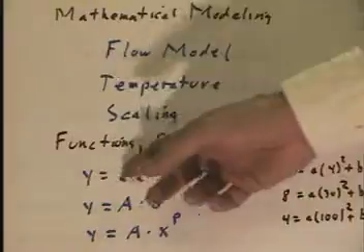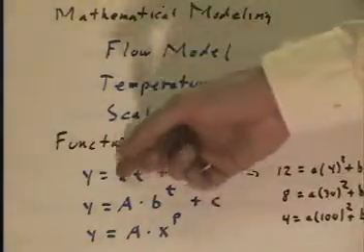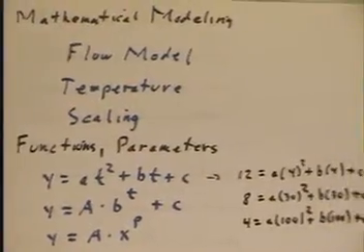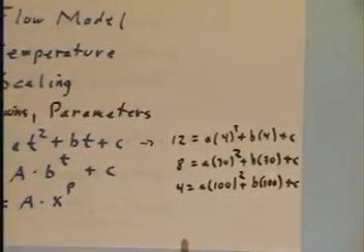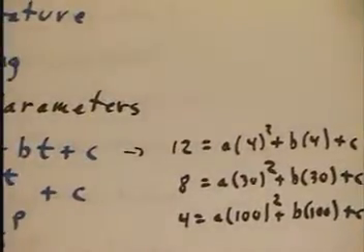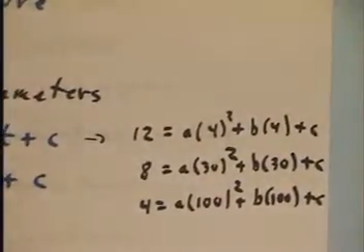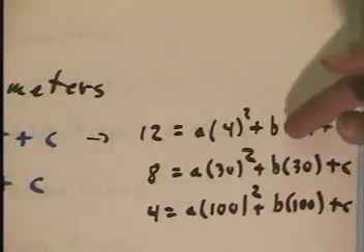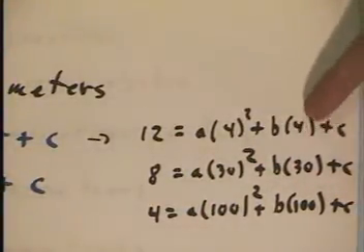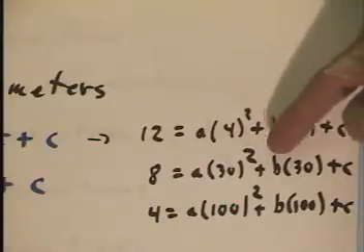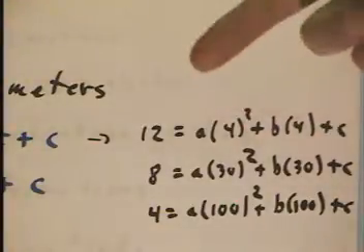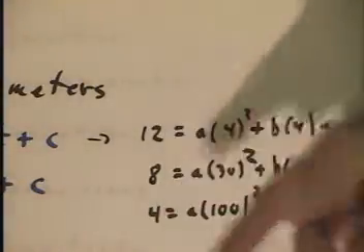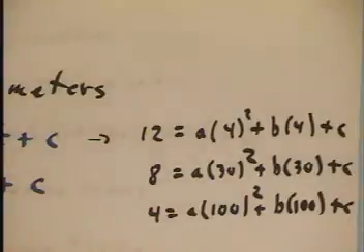Now what we typically do when we have a function is we might observe the depth at 3 different clock times, actually at a bunch of different clock times, but we'll choose 3 clock times at which to infer what our depth is. And remember, we had y equals at squared plus bt plus c. We put the t for the time in here. For example, at 4 seconds the depth might be 12 centimeters. At 30 seconds the depth might be 8 centimeters, and at 100 seconds the depth might be 4 centimeters.